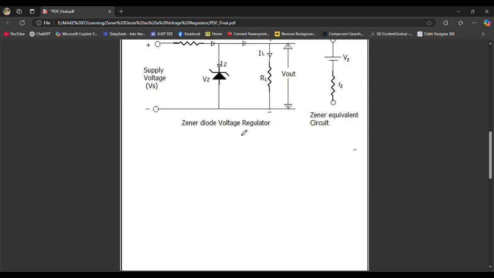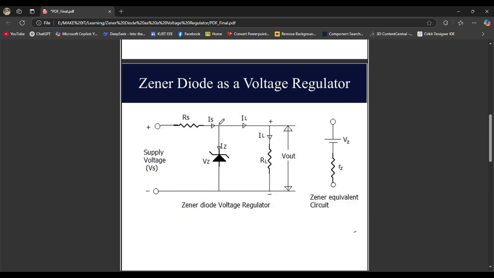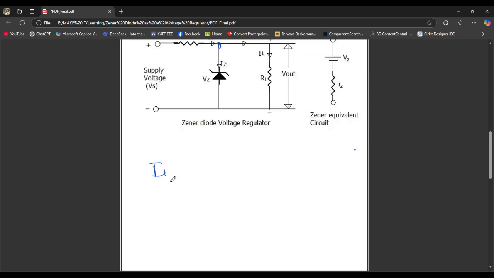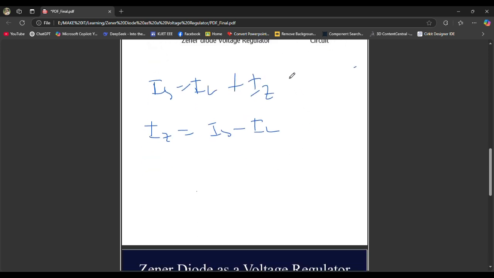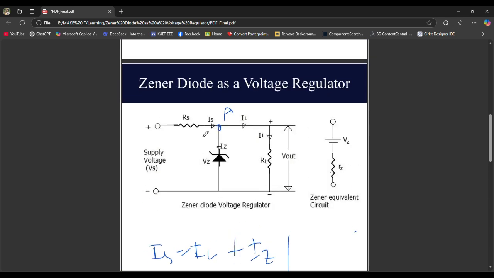So now, if we take a KCL at this point, let's say it's the point A, then we have to say IS is equal to IL plus IZ. If we take IZ to one side, then we have to write IS minus IL like this.